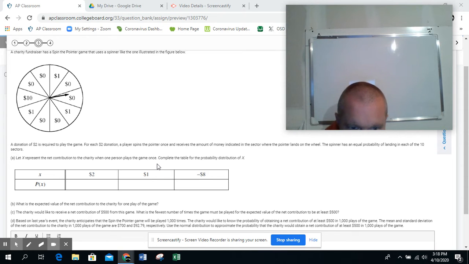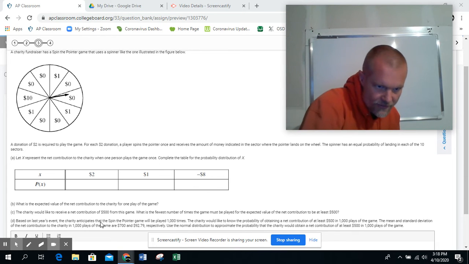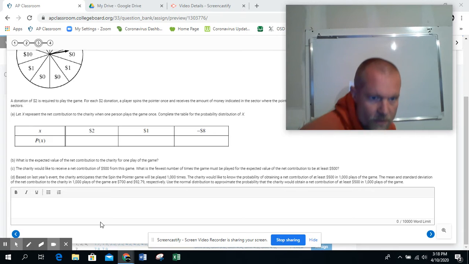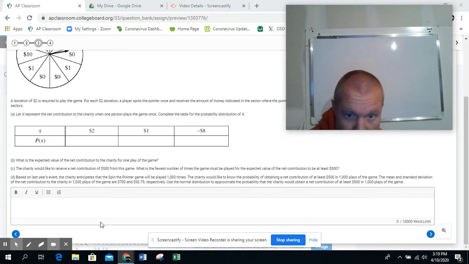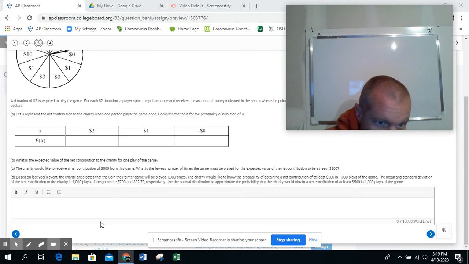And then it says, based on last year's event, the charity anticipates that the Spin the Pointer game will be played 1,000 times. The charity would like to know the probability of obtaining a net contribution of at least 500 in 1,000 plays. The mean and standard deviation for the contribution of the charity of 1,000 plays of the game are $700 and 92.79, respectively. Use the normal distribution to approximate the probability that the charity would obtain a net contribution of 500.